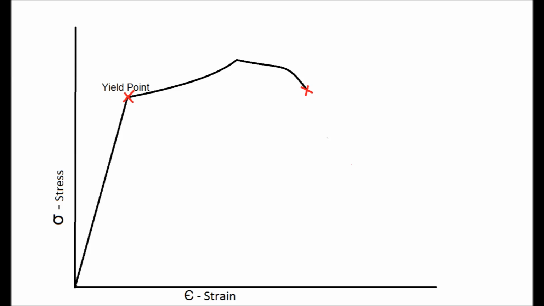The yield point is where permanent deformation starts to occur. It is where the elastic region ends and the plastic region begins.